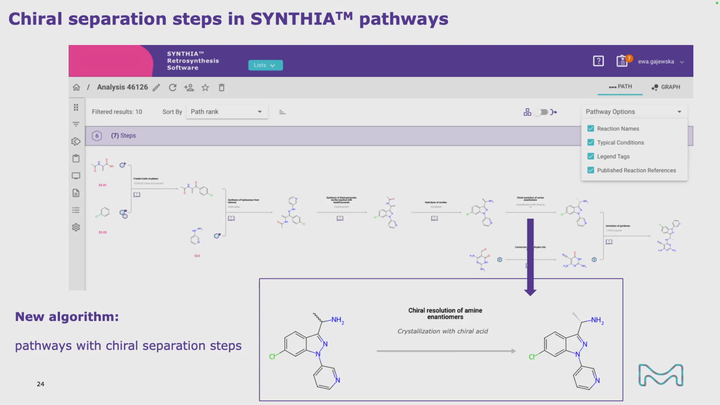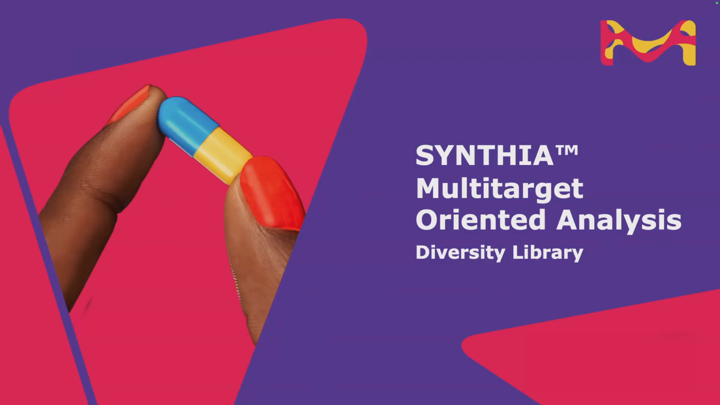And now I would like to talk about something that is really brand new. This is a completely new Cynthia module, which supports chemists in multi-target oriented analysis. And I will be talking first about diversity library, and then my colleague Emma will talk about another multi-target oriented analysis feature, which is called shared path library. But let's start with this diversity library one.